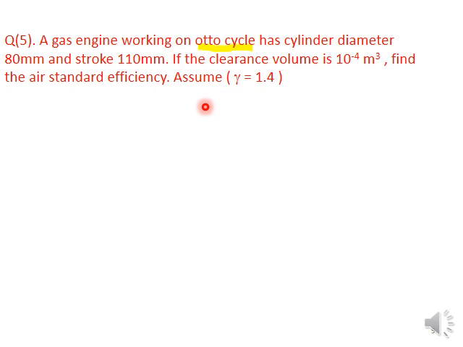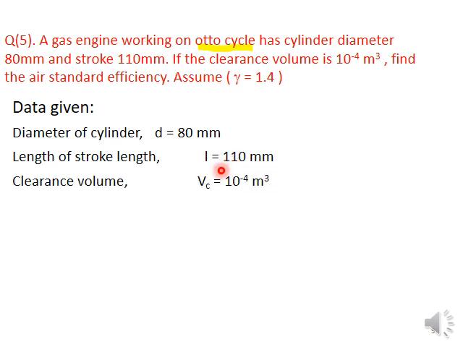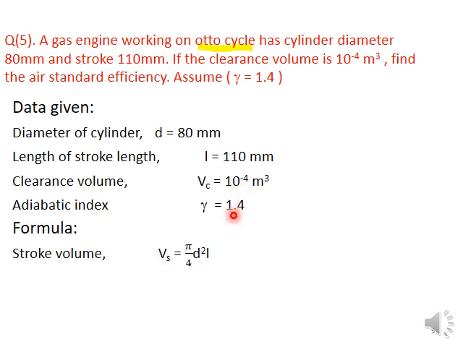First I am writing the given data. Diameter of the cylinder 80 mm. Length of the stroke, which I am representing with L, 110 mm. Clearance volume 10 to the power of minus 4 meter cube. Gamma value 1.4. And what is the formula for the stroke? Volume of the stroke is pi by 4 d square L, and air standard efficiency is equal to 1 minus 1 by r power gamma minus 1. So first we have to calculate the r value. r is equal to Vc plus Vs by Vc.